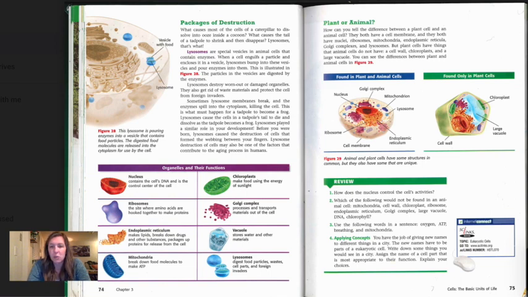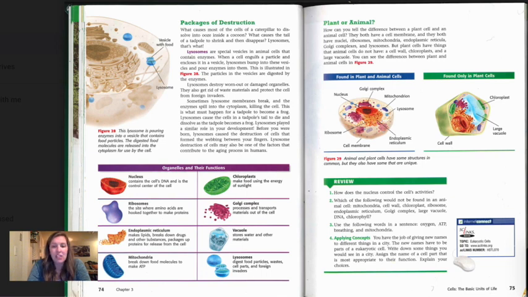How can you tell the difference between a plant cell and an animal cell? They both have a membrane, and they both have nuclei, ribosomes, mitochondria, endoplasmic reticula, Golgi complexes, and lysosomes. But plant cells have things that animal cells do not have: a cell wall, chloroplasts, and a large vacuole. You can see the differences between plant and animal cells in figure 29. Okay, your last review questions.